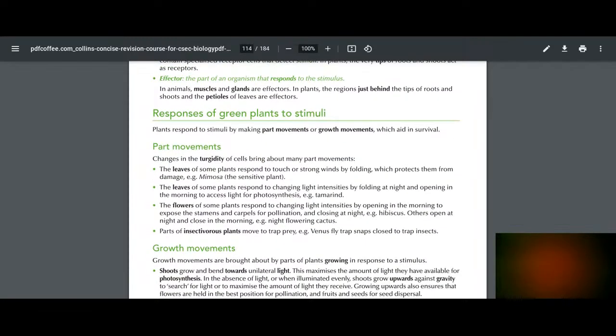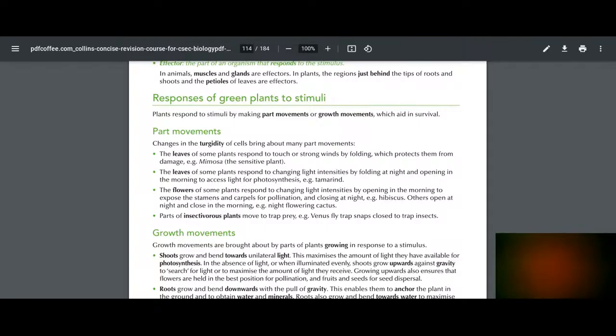So let's talk about the responses of green plants to stimuli. As I said before, I urge you guys to know the plant-based aspect for your biology exam tomorrow, because bio is mostly plant-based. So, what about part movement? The changes in the turgidity of the cells cause many part movements.